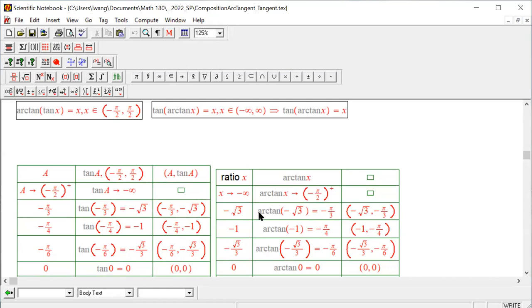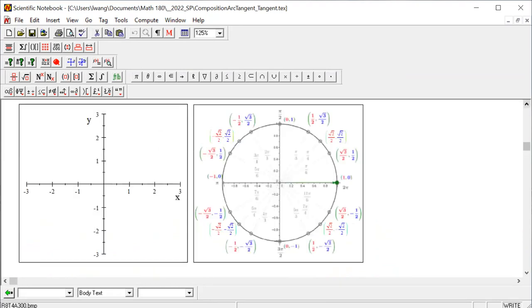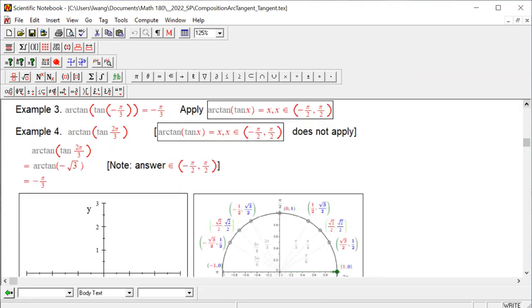Arctan of negative √3 is negative pi over 3. You see, we have done it. We did it, right? Now it's just one of the steps in handling a composition question. So we do it from inside out. Okay, we do it from inside out.